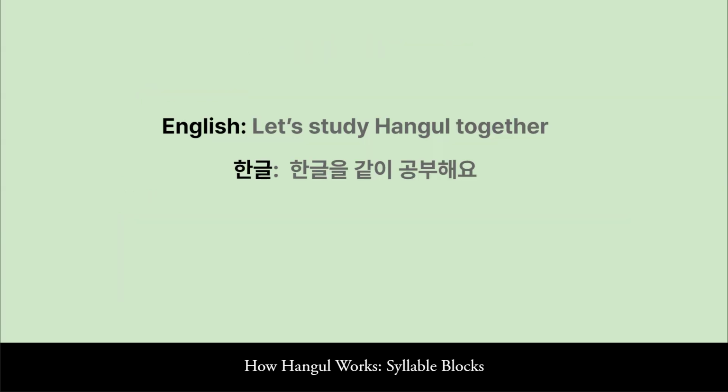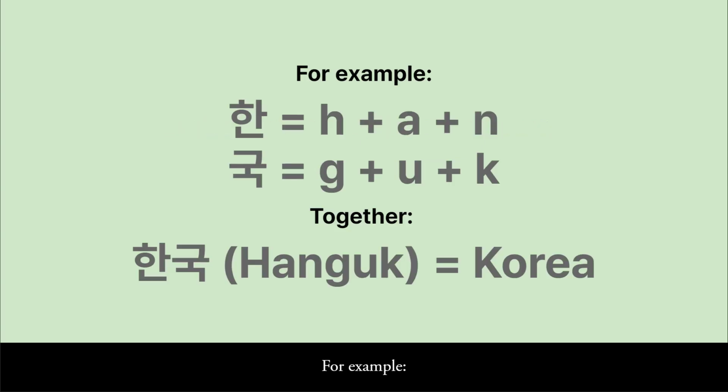How Hangul works: syllable blocks. Here's something special about Korean: Hangul isn't written letter by letter in a straight line like English. Instead, letters group together into syllable blocks. Each block is one sound, one beat. For example, Han equals H plus A plus N. Kook equals G plus U plus K. Together Hankook equals Korea. This block system makes reading Korean fast, neat, and fun.